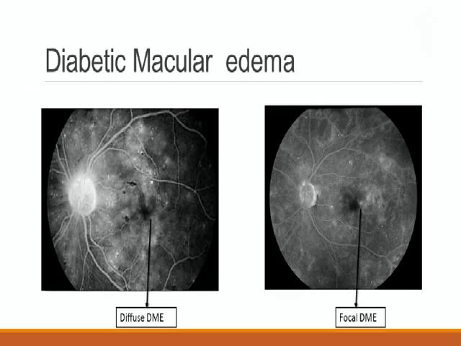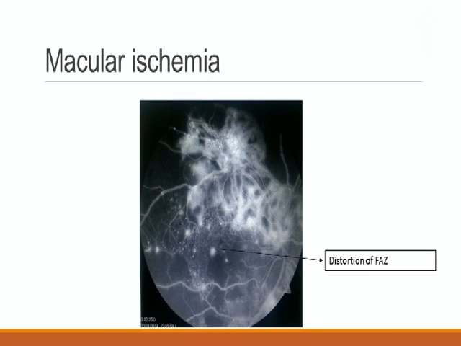In diabetic macular edema on fundus fluorescein angiography, we can either get a diffuse DME, which corresponds to a diffuse blood-retinal barrier damage, or we can get a focal DME, where we can see a bunch of microaneurysms in the clinical picture corresponding to the focal leaks. Macular ischemia can be seen as the distortion of the FAZ or an enlargement of the FAZ.